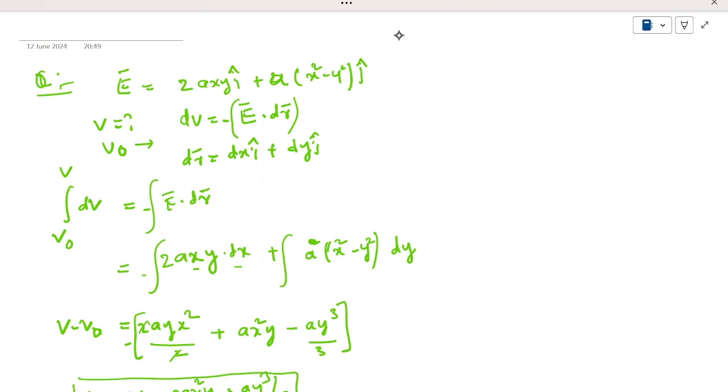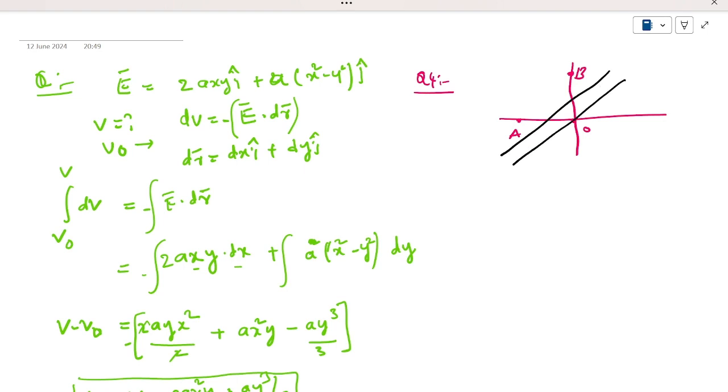So next, coming to another question, another model. For example, the electric field is given. So this is the xy axis. Here one point B is there, here one point A is there, and this is the origin. Now the field lines are in the xy plane. The uniform field is acting along the xy plane direction, like this.